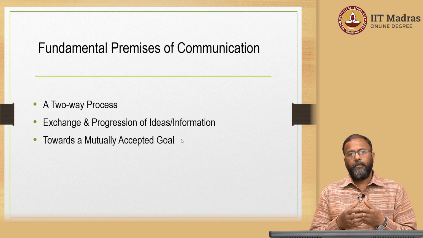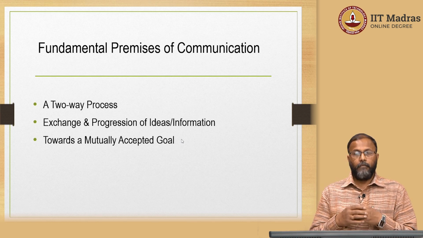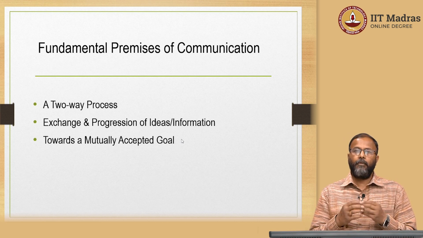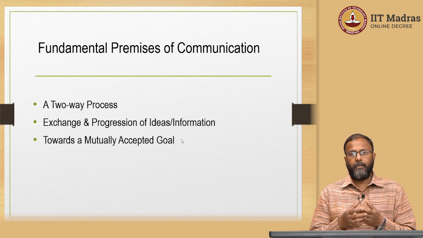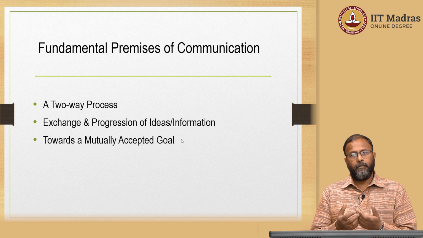And the third is mutually accepted goal. So, the goal of communication must be mutual, right? There must be continuity, exchange and progression, and it has to be a two-way process. So, this is how communication happens, right? There are three fundamental premises we need to understand. It has to be a two-way process, then only communication happens.